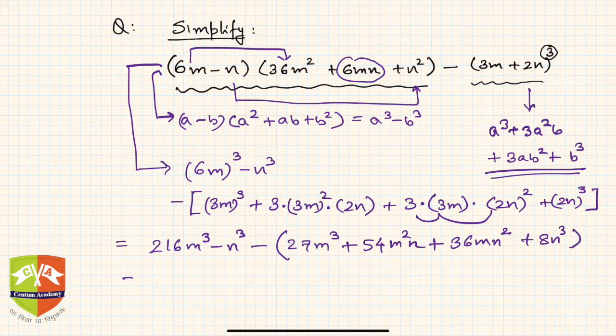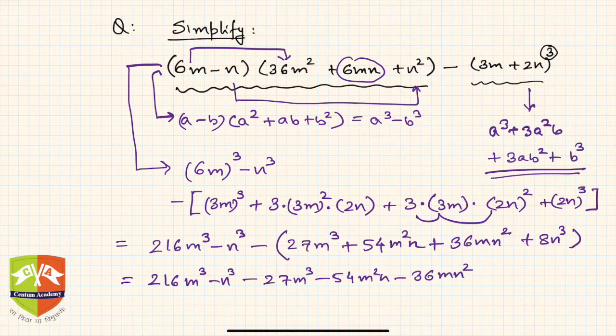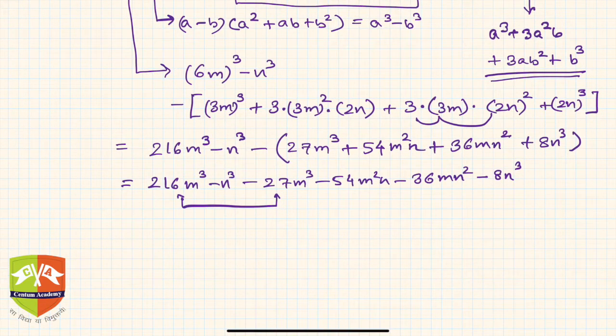Now simplify it further. So if you see, you'll get 216 m cube minus n cube minus 27 m cube minus 54 m square n minus 36 m n square minus 8 n cube. Okay, so hence, if you see, there are like terms. What are the like terms here? These are the like terms, and there's another set of like terms, this one, right?